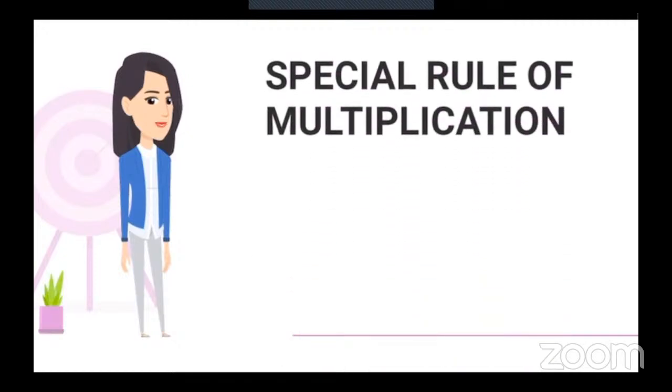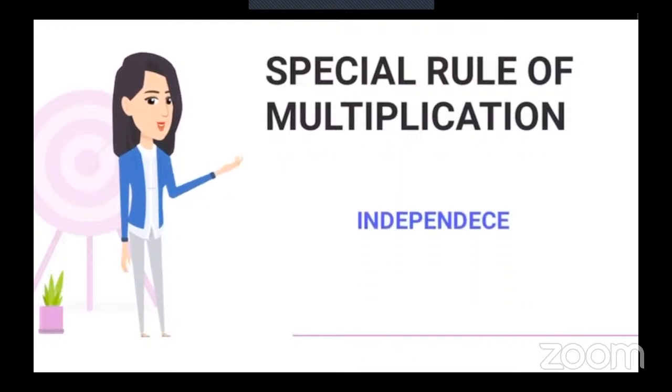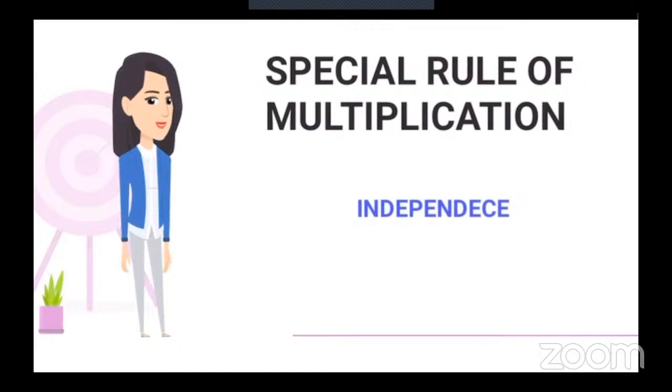The special rule of multiplication requires that two events, A and B, are independent. Two events are independent if the occurrence of one event does not alter the probability of the occurrence of the other event. Independence means the occurrence of one event has no effect on the probability of the occurrence of another event. One way to think about independence is to assume that events A and B occur at different times.